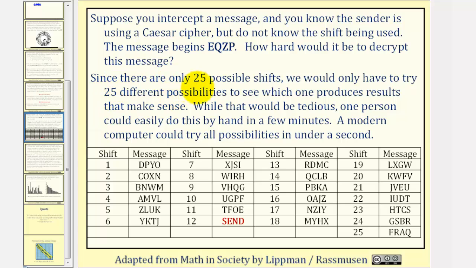Since there are only 25 possible shifts, since there are 26 letters in the alphabet, we would only have to try 25 possibilities to see which one produced results that make sense. While that would be tedious, one person could easily do this by hand in a few minutes, and one computer could try all possibilities in under a second. So in this table below, here are all 25 possibilities for EQZP. Notice how only one of them really makes sense, and that would be a shift of 12 right, which would decrypt to the message SEND.